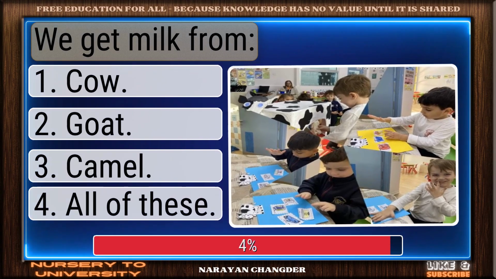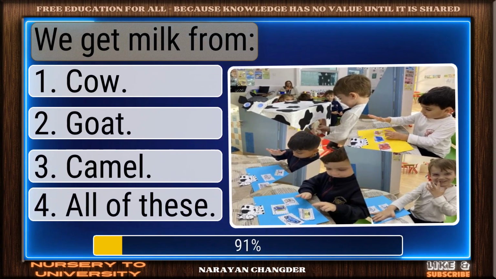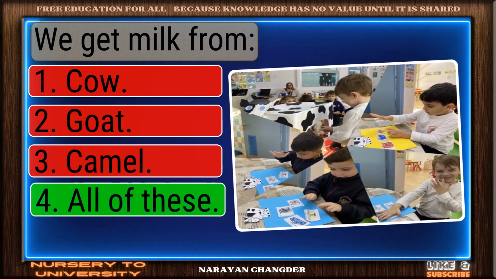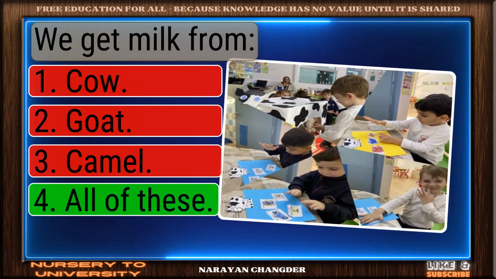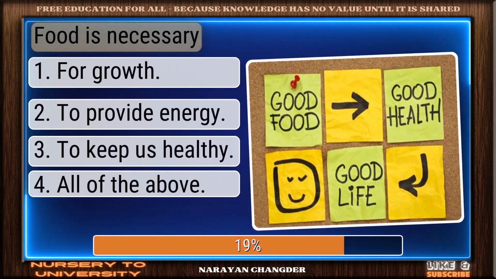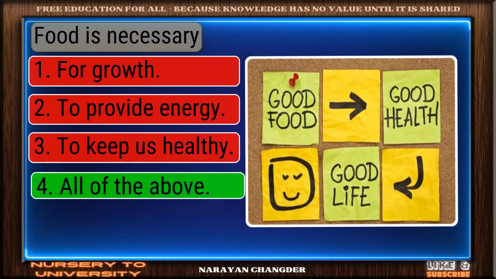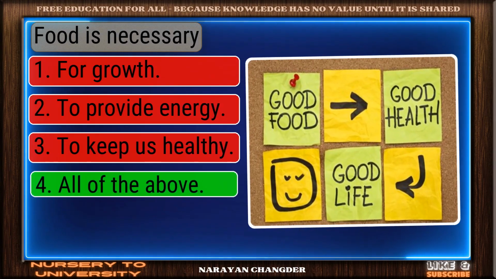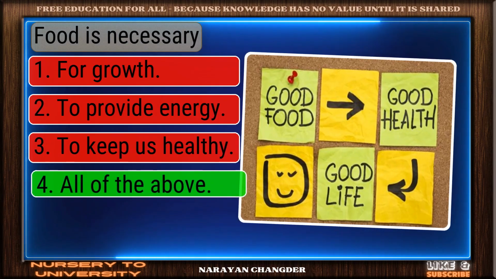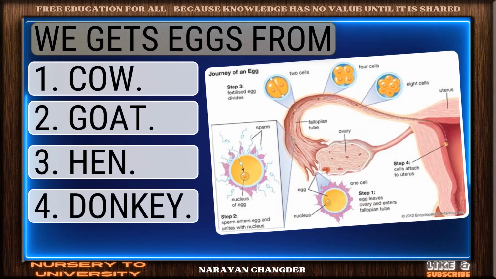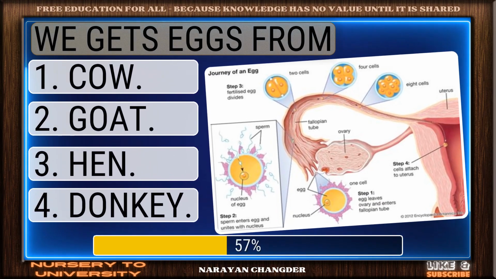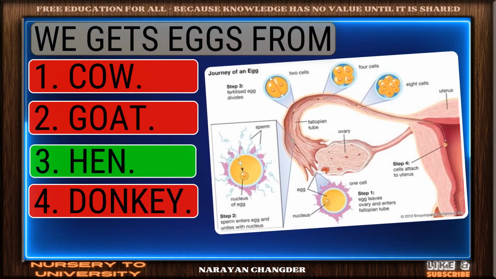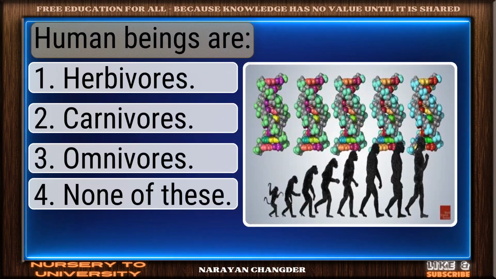We get milk from. Good thinking. All of these is the right answer. Food is necessary. Good job. Your answer all of the above works well here. We get eggs from. Sharp thinking. Hen is the right choice.